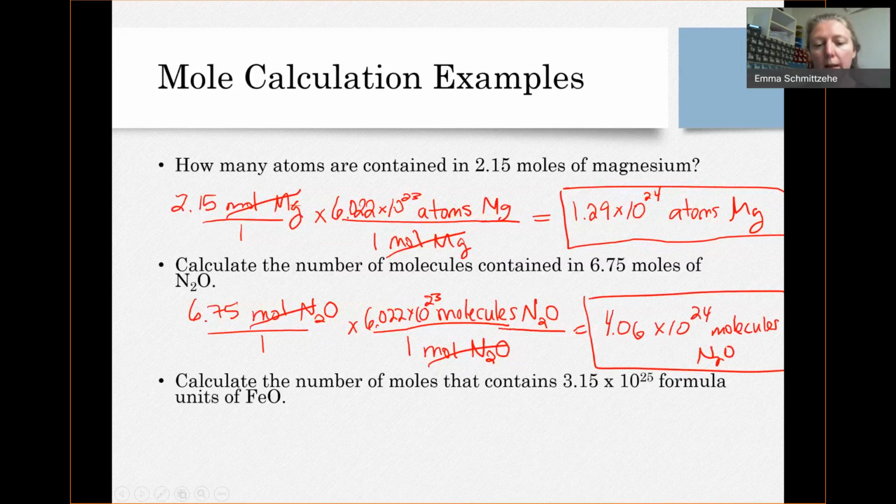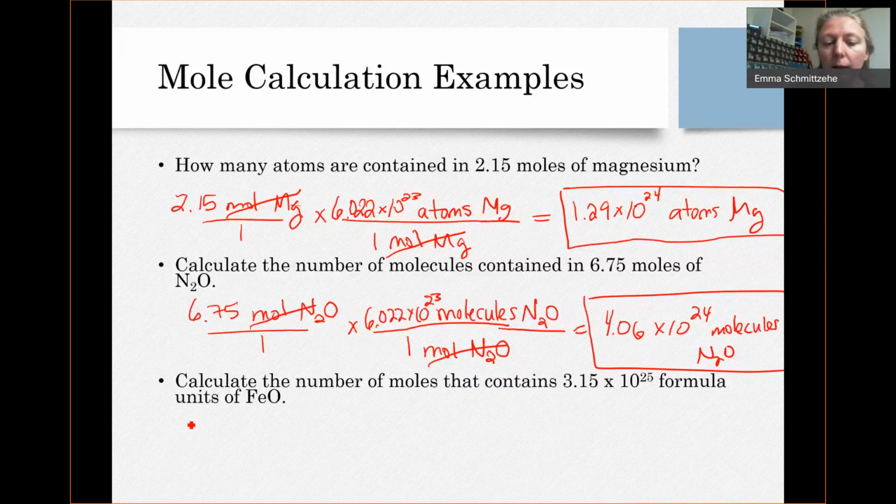So here I say calculate the number of moles that contains 3.15 times 10 to the 25th formula units of FeO. Now I know a lot of times people will see formula units and it'll throw them off and they'll say, I have no idea what to do. Well, a formula unit, remember, is just the individual unit of an ionic compound. So it's the smallest ratio of ions that combine to make a neutral unit. Okay, so it's similar to using the term molecule, but it's the proper term to talk about ionic compounds.